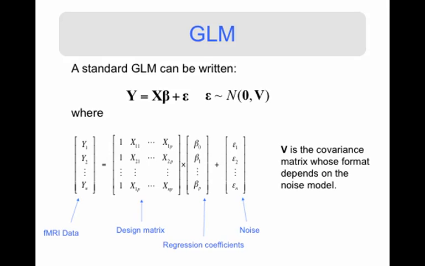Beta are the regression coefficients, and so those are the unknowns in the model, and they weigh the columns of the design matrix. We want to estimate the beta. And here the epsilon are the noise coefficients, and V is the covariance matrix whose format depends ultimately on the noise model that we use, and we'll talk more about this in the later modules.